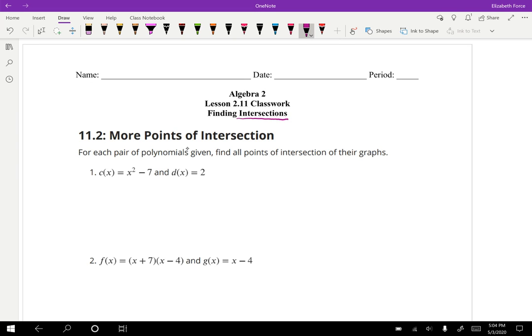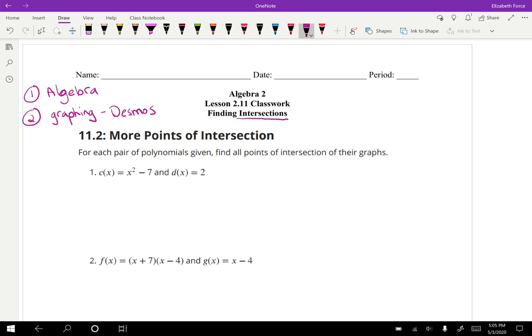I'm going to show you how to do this using algebra, which we've kind of done in the past. And then the second way is by graphing. And for graphing, I'm going to use Desmos to help me find these answers.